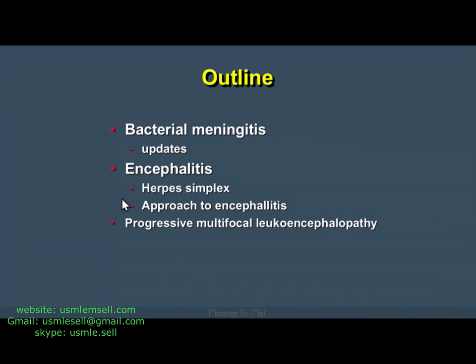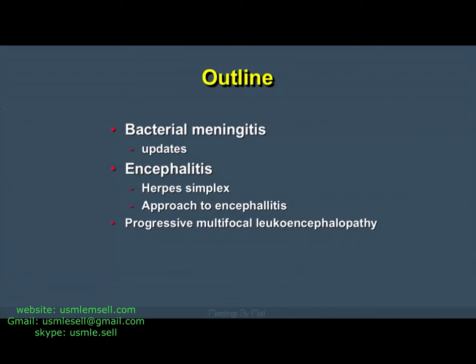So we're talking a little bit about bacterial meningitis in the beginning. Again, a little bit of emphasis on updates. Encephalitis, with a little bit more about herpes simplex, since that's generally the number one. And then maybe a little bit about the approach to encephalitis and how we might tackle all this. And then I'm going to finish with progressive multifocal leukoencephalopathy, which doesn't really fit the other 2 categories, but I think has been of growing interest to neurologists.